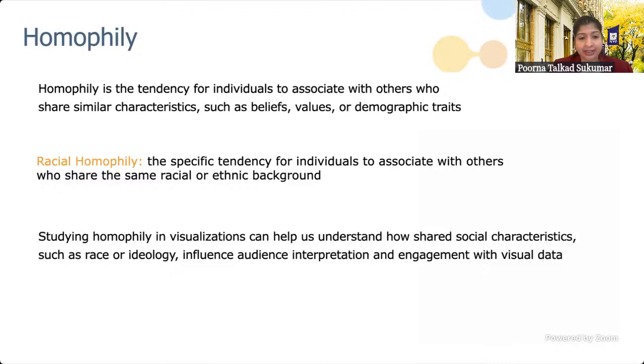Homophily is defined as the tendency for individuals to associate with others who share similar characteristics, such as beliefs, attitudes, or demographic traits. And in our study, we were particularly interested in studying racial homophily, which is the specific tendency for individuals to associate with others who share the same racial or ethnic background. And studying homophily can help us see how these shared characteristics, such as race or ideology, influence how people interpret visual data.